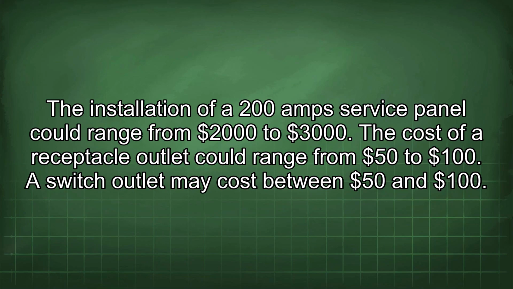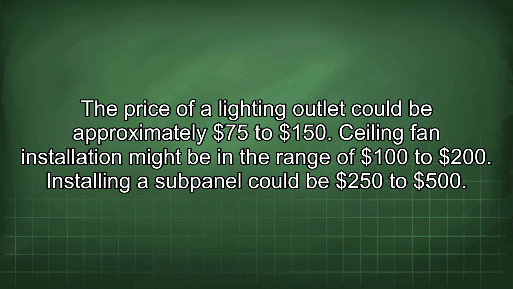The installation of a 200 amp service panel could range from $2,000 to $3,000. The cost of a receptacle outlet could range from $50 to $100. A switch outlet may cost between $50 and $100. The price of a lighting outlet could be approximately $75 to $150.